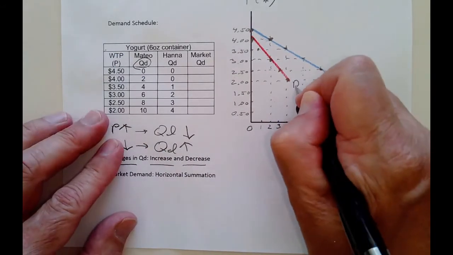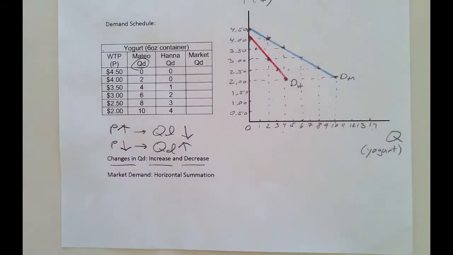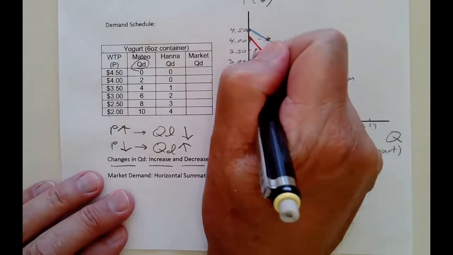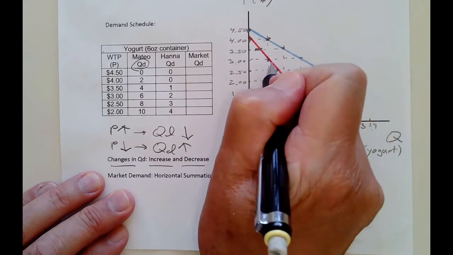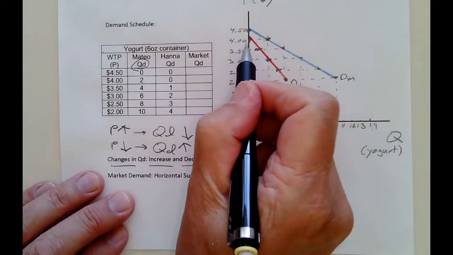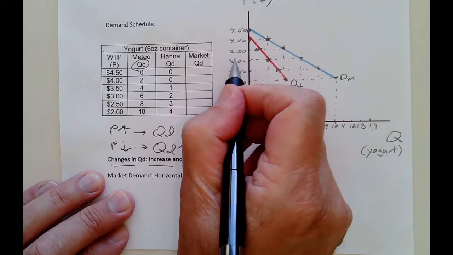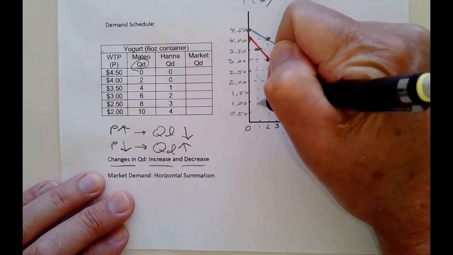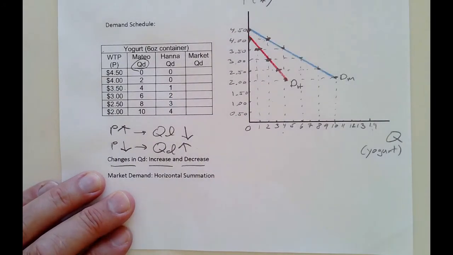And Hannah's demand works the same way. If the price changes, we move along Hannah's demand line. And so again, there's no change in demand here. There's simply a change in the quantity demanded. And so at $4, Hannah's quantity demanded is 0. And the price falls to $3.50, all things being equal, Hannah would buy 1 container of yogurt. And if the price falls to $3, she would buy 2.